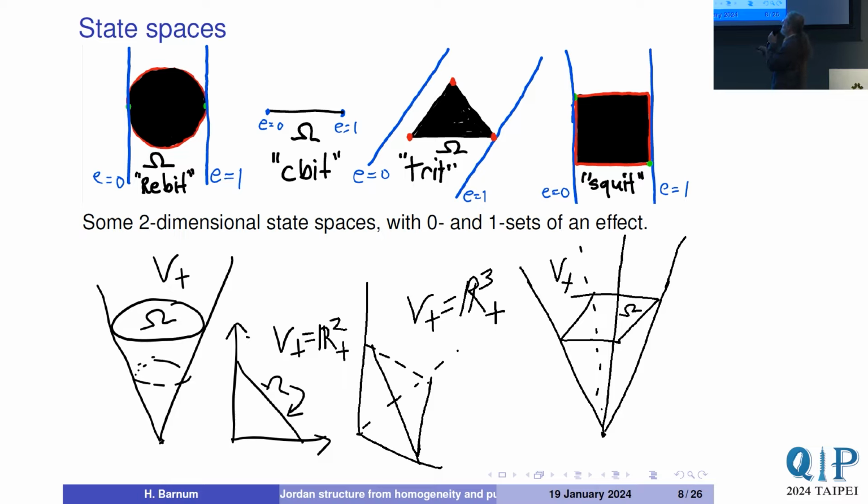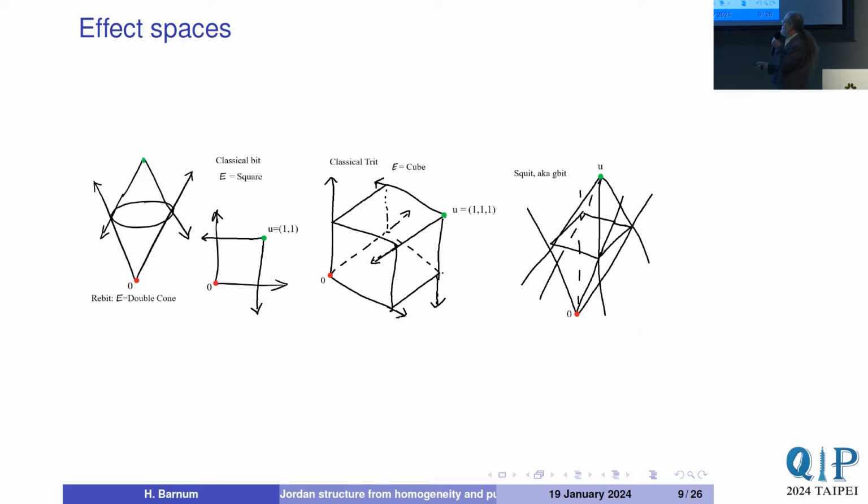Here are some examples. State space of a rebit, a classical bit, a classical trit, with extreme points or pure states in red, a squit, square bit. Red is not the extreme points here. This is like one wing of a PR box, right? That's its state space. So we can use this formalism, for example, to study stronger than quantum correlations. I just embedded them here as the base of their cone of unnormalized states, so you get an idea what that looks like. Here's what the sets of effects look like.